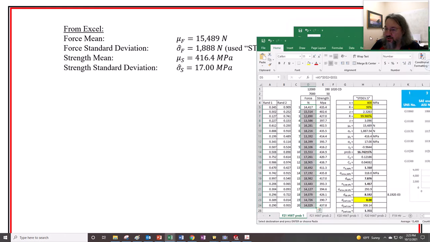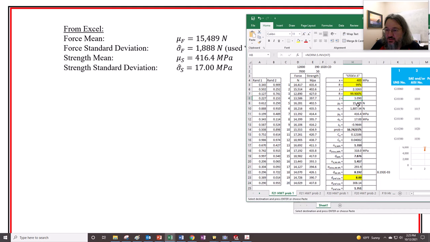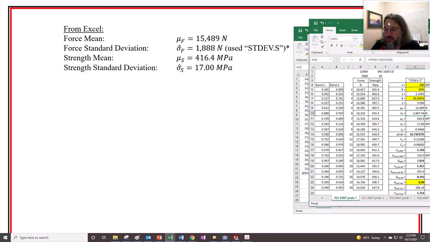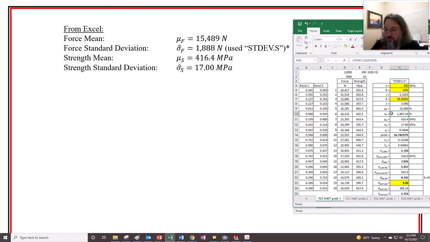But then over here, for whatever reason, here's my average, here's my standard deviation, and all those values are the same, and I'm getting something different. Stand dev. And this is STDV. Oh, that's strange. Why am I getting something different? I don't know what I'm doing wrong here.